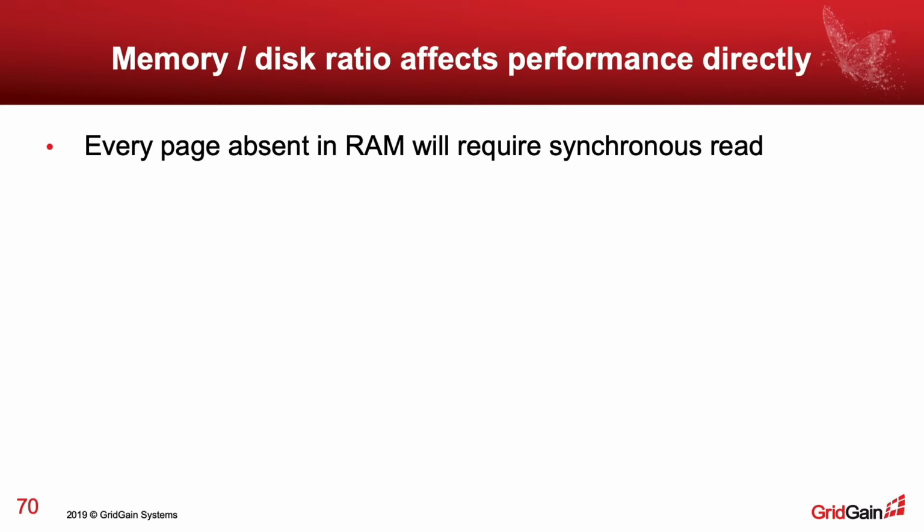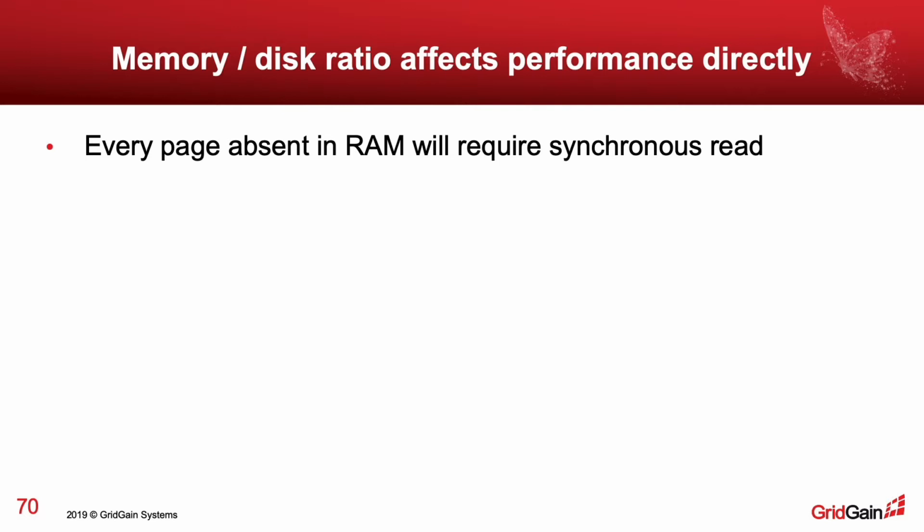And first of all, you should be aware that memory disk ratio affects performance directly. So some of your pages are present in RAM, and some pages are not present. And if you work with your data and you suddenly need a page that is not present, you will need to perform a synchronous read to pull it from disk. And every absent page will require such a synchronous read, and anyway, it will add latency.